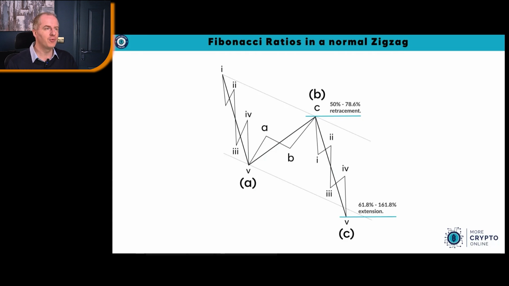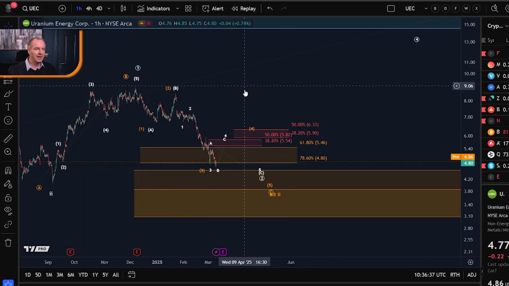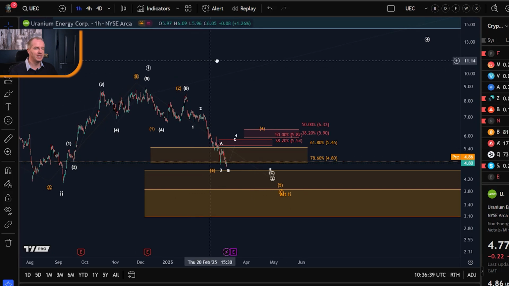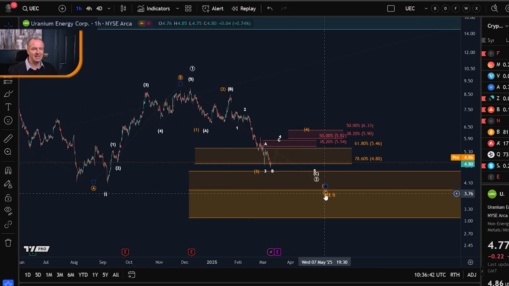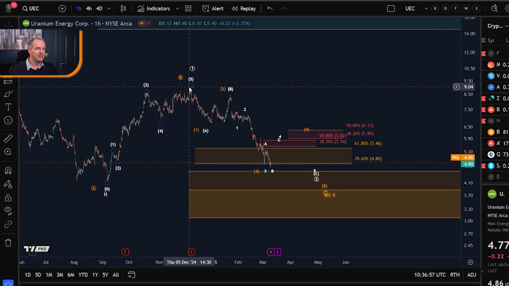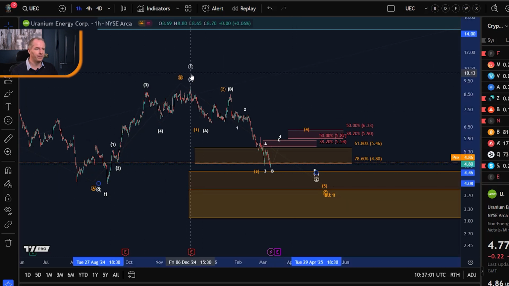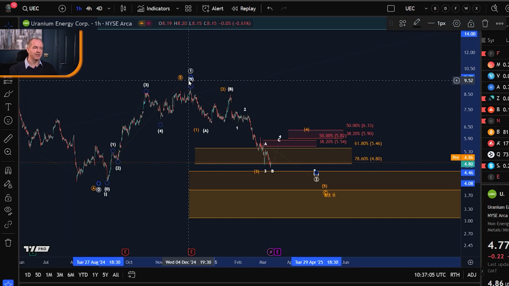Let's take a look at a practical example. I'll show you the UEC chart. This is, at least based on current data, right? This might change, but the UEC chart, Uranium Energy, suggests currently that we are in a correction, and it could be a so-called zigzag correction. Why is it a good example? Because we have a 5-wave move to the upside from the September low. And this gets corrected. So a 5-wave move up could be a wave 1. So 5 waves up in wave 1, which is part of a larger 5-wave pattern.